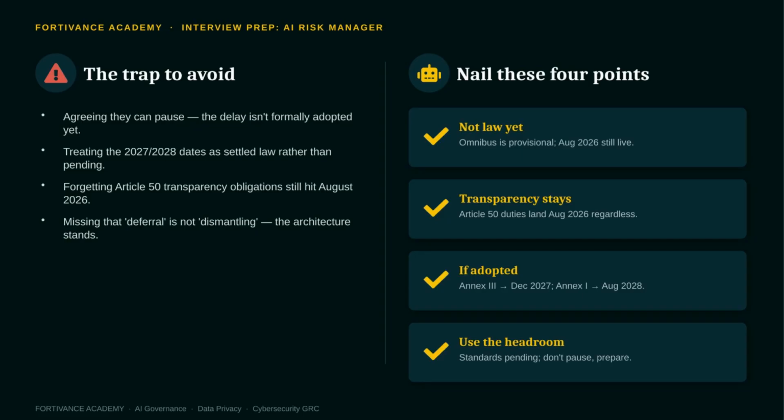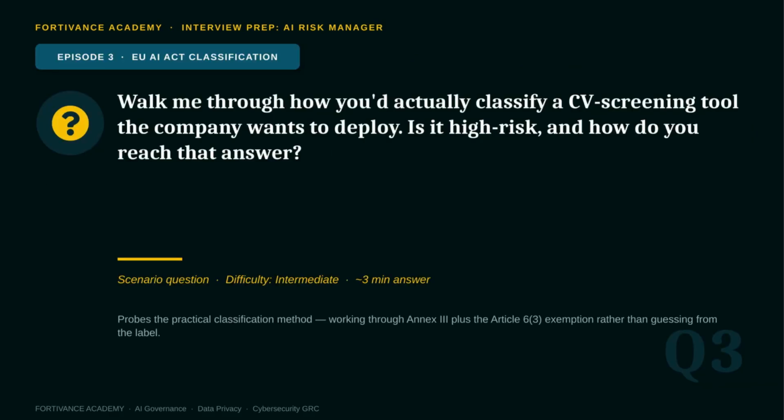To lock in question 2, avoid the traps on the left, they're what quietly sink candidates, and hit the 4 points on the right for a confident, defensible answer. Next up, question 3. Question 3 makes it concrete.